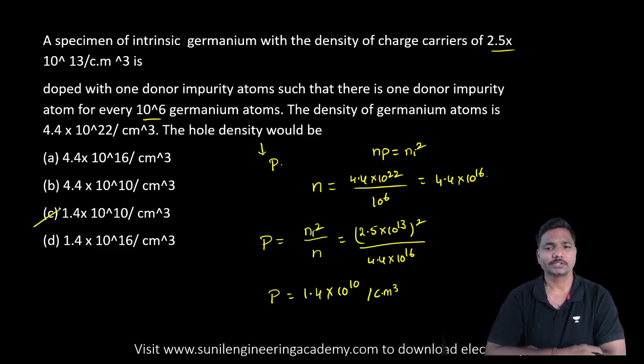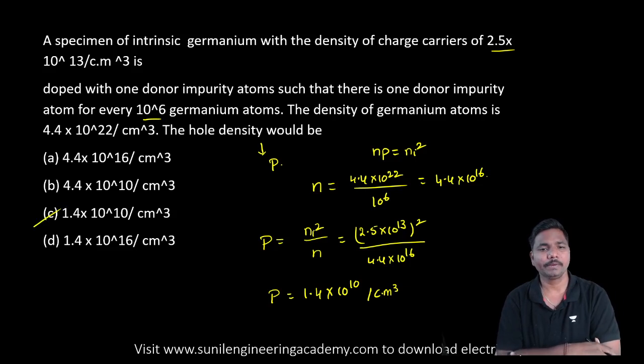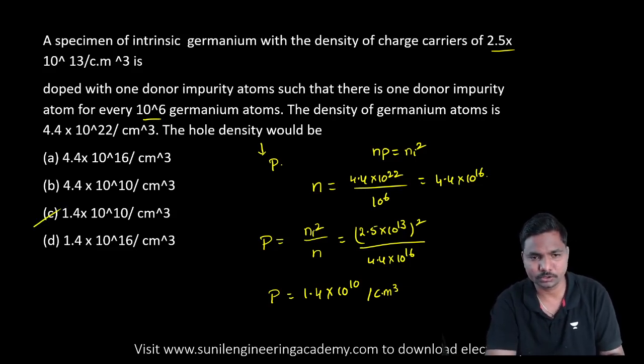Okay, clear? So NP is equal to Ni square. They have given N already, and P we want to find out. P is equal to Ni square by N. Coming to the next question.